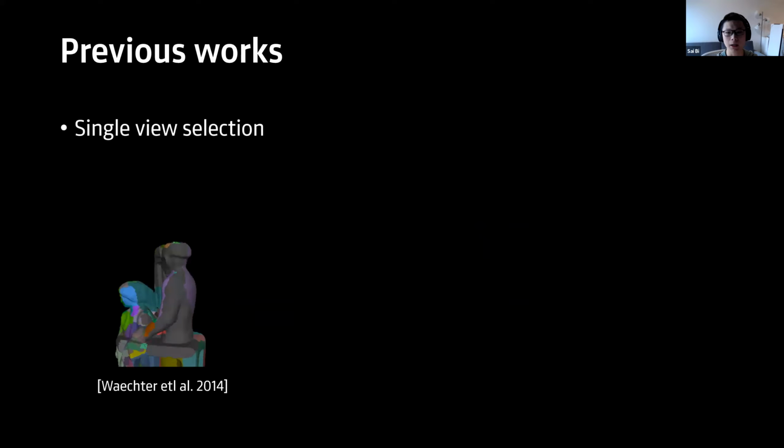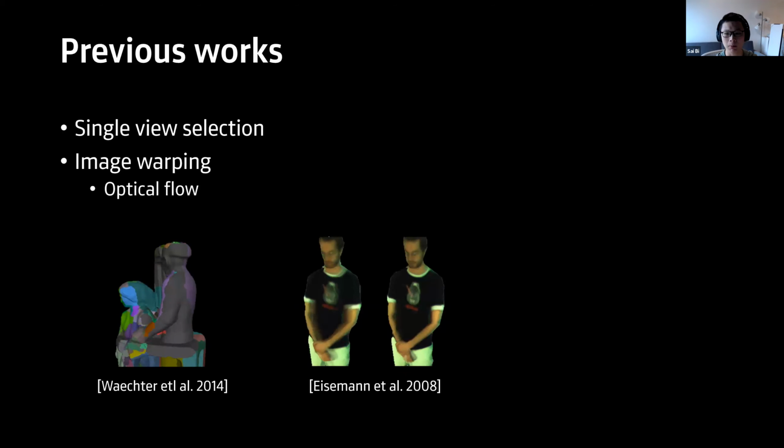Previous works tackled this problem with two different kinds of approaches. Instead of blending the projected images, some approaches try to solve this problem by selecting only one view for each face. However, these approaches are not able to handle large inaccuracies in challenging cases and produce visible seams in the final texture map.